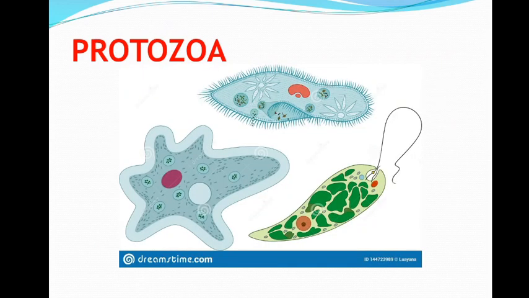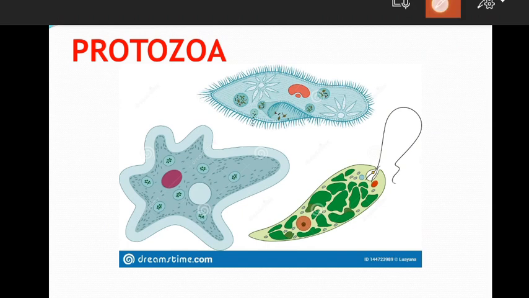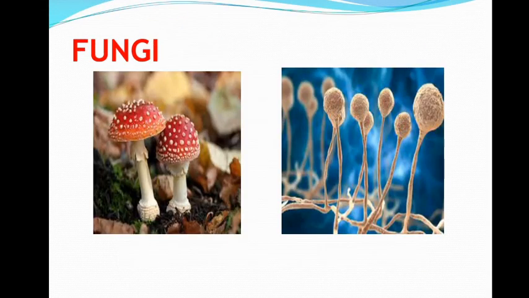And then protozoa. We know that protozoa is a unicellular organism. These are examples of protozoa: amoeba, paramecium and euglena. These are all unicellular organisms. And then fungi. The best examples of fungi are mushrooms, molds and yeast. Fungi is also a type of microorganism.